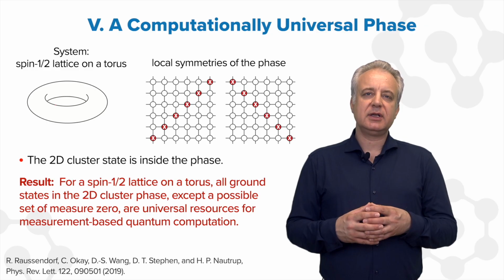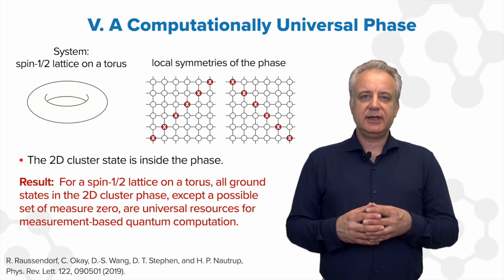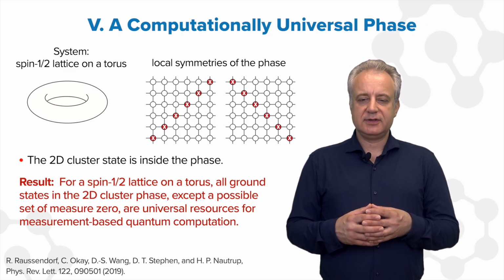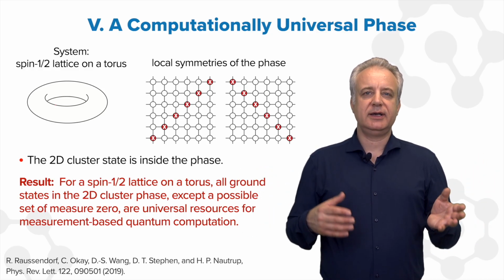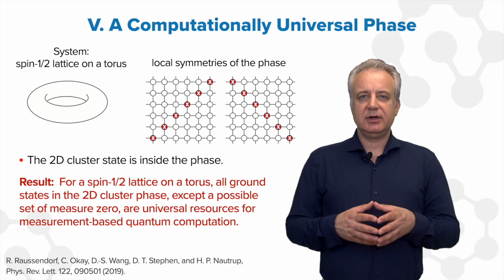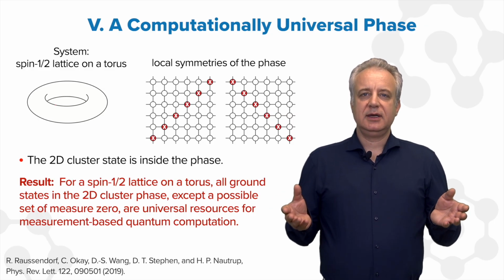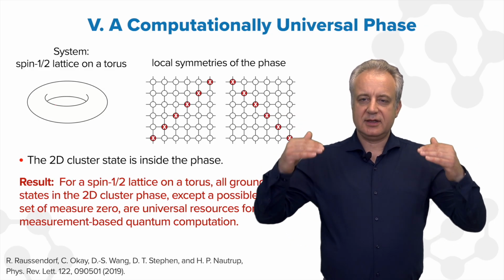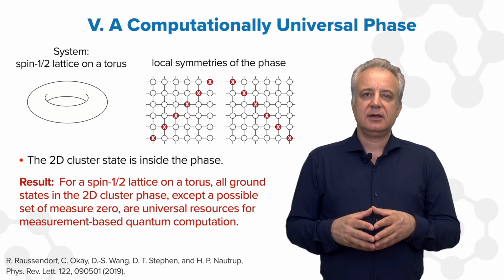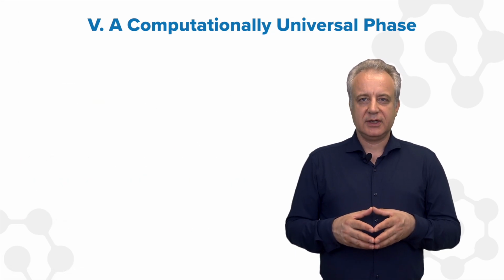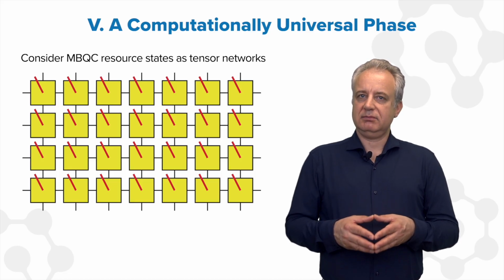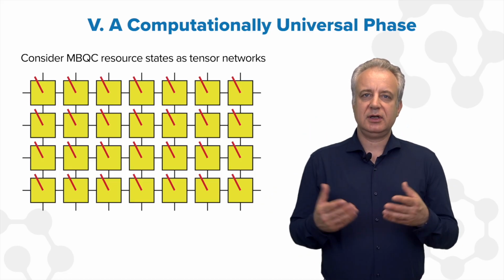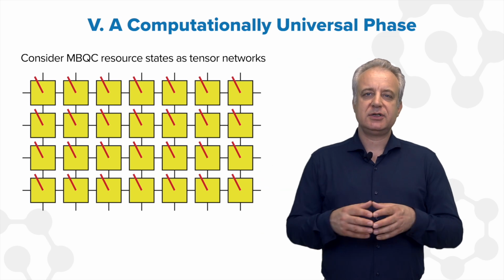So now I would like to explain to you a little bit how this result is derived. I do not have the time to give you the full proof. I just want to give you an idea, and I want to make you a little bit curious about the thoughts and the ideas and the concepts that are involved in this proof. So it begins right here. What you see here is the resource state. That could be the cluster state, 2D cluster state, or some deformation of it.